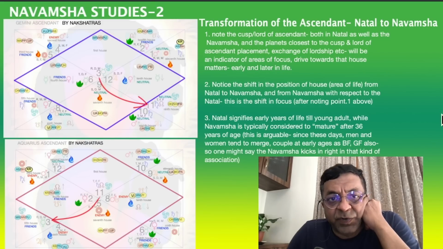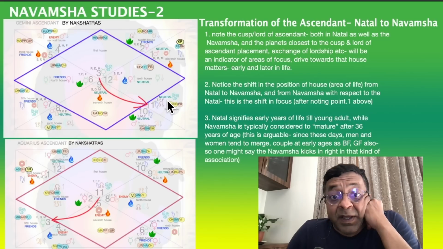The next thing to notice in this diamond is the relationship between the ascendant, third house, and what it transforms to later in life, which is Aquarius, right? The position difference between the ascendant house and the Navamsha house, okay? Notice the cusp and the lord of the ascendant. I'm jumping ahead of myself. Notice the cusp and the lord of the ascendant in both cases.